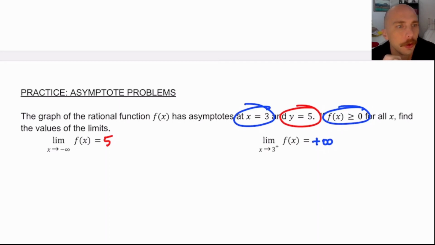Okay, there you go. So in behavior, that's like the horizontal asymptote. Y equals 5 is a horizontal line. So we say the limit as x approaches negative infinity of f is going to be 5. And then as x approaches 3 from the positive side, I know that's going to be positive infinity because I've got a vertical asymptote at x equals 3. So the limit's not going to exist and be a real number. And then they said f of x is always positive, so I know that means it has to be going to positive infinity. If it's approaching an asymptote and it's not negative, that's going to have to go to positive infinity.